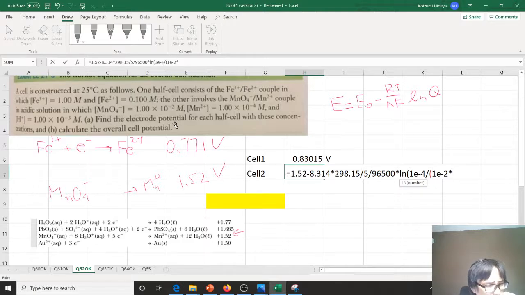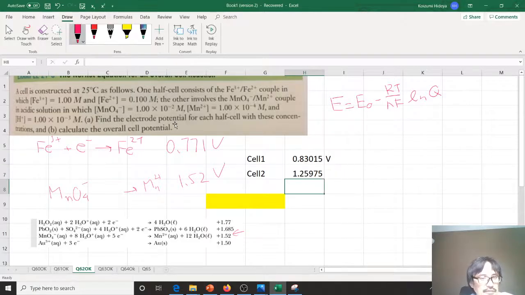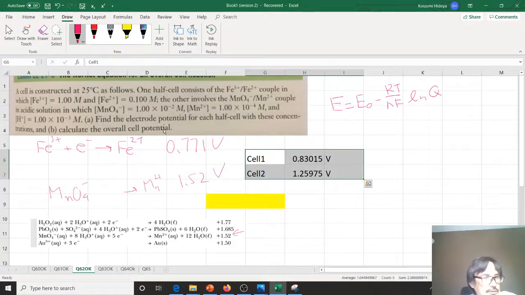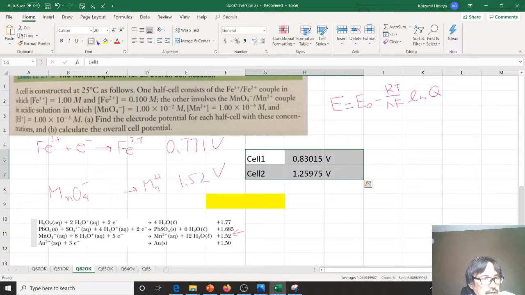we have H+, 8 of those. So 1e negative 3 to the power of 8. Remember that the coefficient of 8 means it's a power of 8. So that closes out all the reactant, and this closes out the natural log. Hit enter, and we get that one right here. So these are the individual cell potentials. That's the answer to part A.